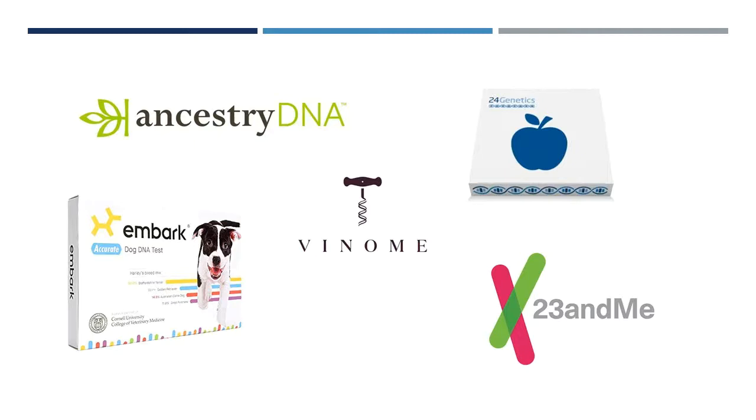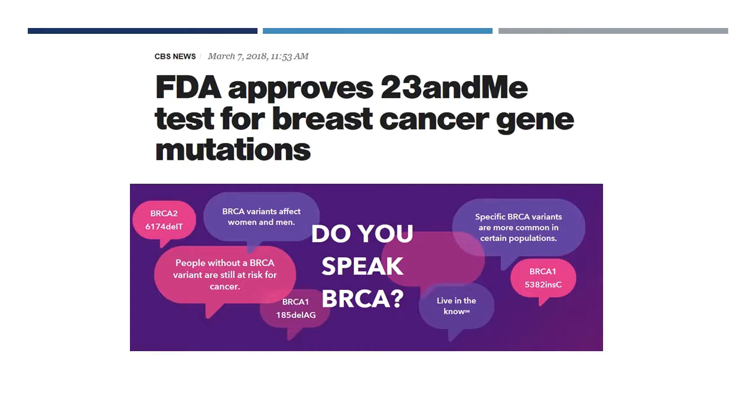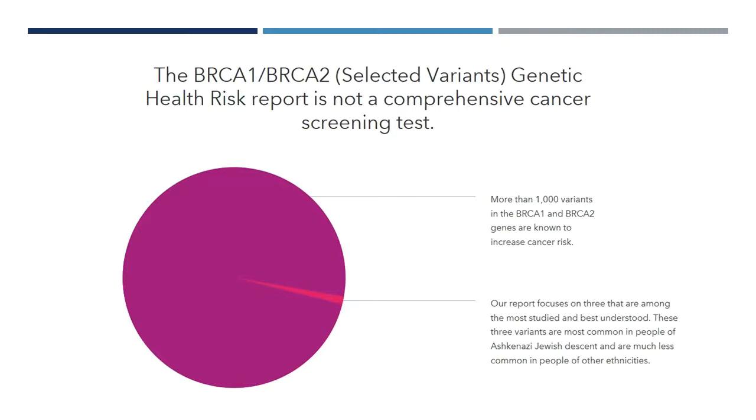In early 2018, the FDA approved 23andMe to test for specific mutations in the BRCA1 and BRCA2 genes, raising questions and concerns for healthcare providers. However, this testing screens only for the three Ashkenazi Jewish mutations in BRCA1 and BRCA2 and is not comprehensive for the thousands of other pathogenic variants in these genes. It also does not screen for pathogenic variants in other breast cancer genes.